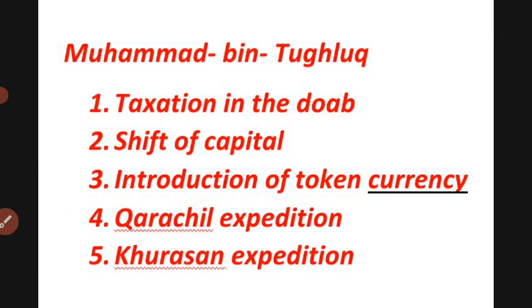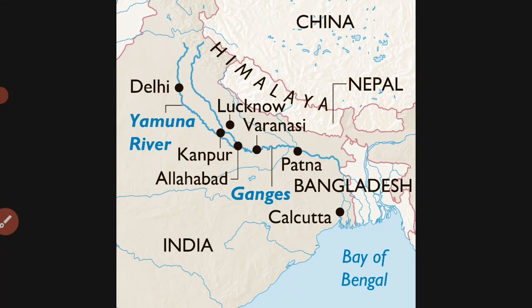So some of his plans were: first, the taxation in the Doab region; second, the shift of capital; third, the introduction of token currency; fourth, the Kabar Expedition; fifth, the Quraysan Expedition. Let us come to the taxation in the Doab. So I had told you already, the Doab region is the region which lies between the Ganga and Yamuna rivers.